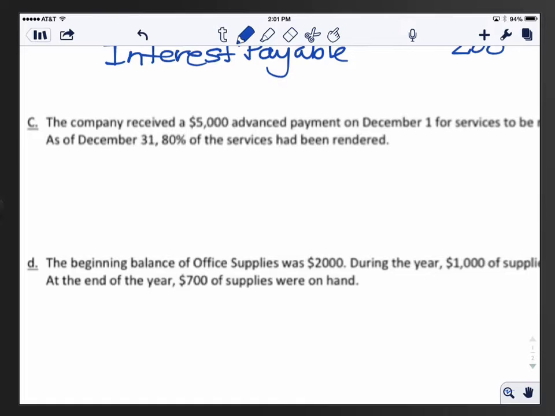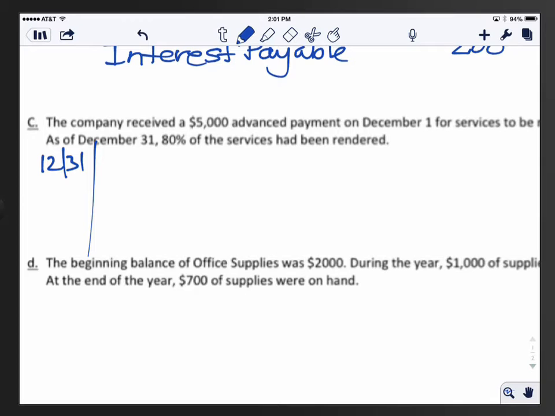So they paid us on December 1 for something that we're going to do apparently during December, and we did it during December. As of December 31, 80% of the services had been rendered. So we've earned 80% of that money now. So we can put C here, or we can put the date. We know the date's 12/31. We put what happened. We earned some revenue. Revenues normally have a credit balance, so there's our credit.